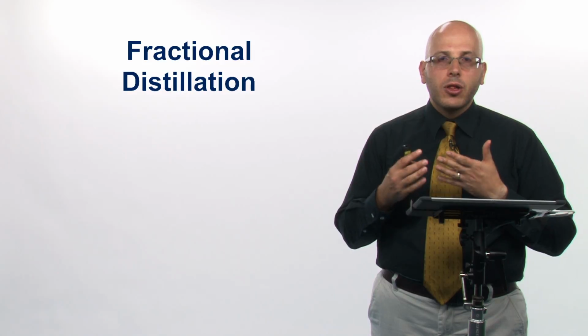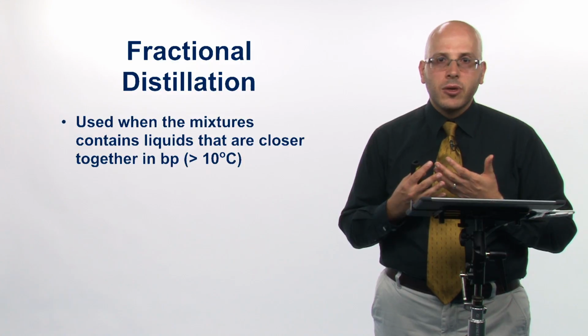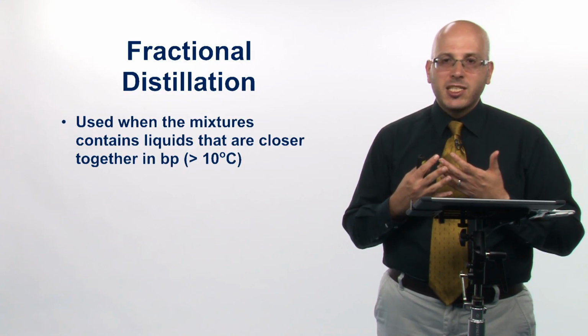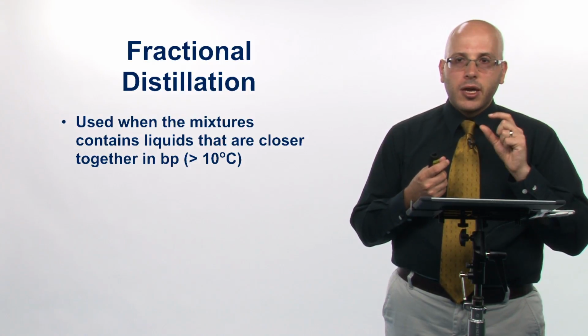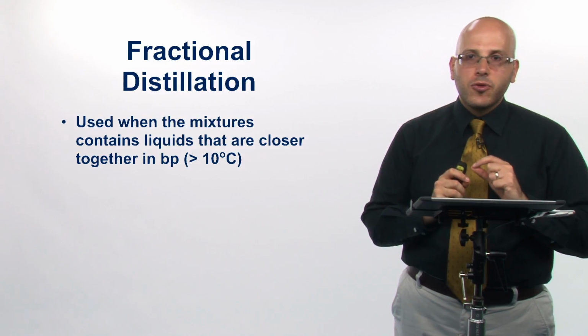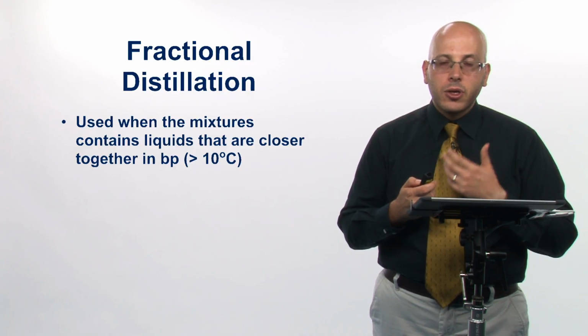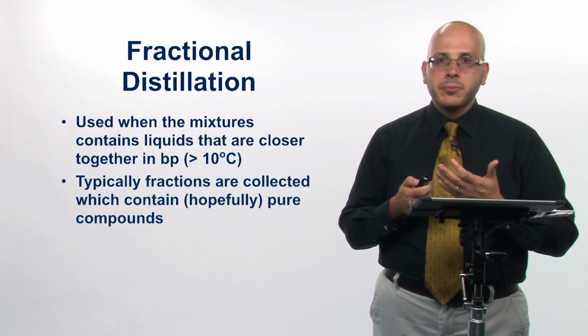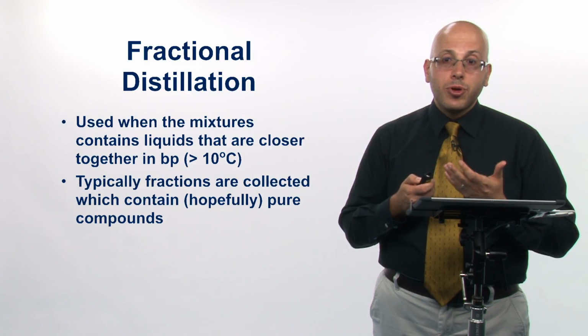Fractional distillation is more useful when the mixture has liquids that are a little bit closer together in their boiling points, right? Maybe they differ by about 10 degrees Celsius. So I can't really do a simple distillation and expect to get good separation. The way fractional distillation differs from simple distillation is there's an actual column in there with lots of little indentations or crevices, which increases the surface area and makes it easier for the separation to happen by having this greater surface area present. So this will hopefully give me purer compounds.